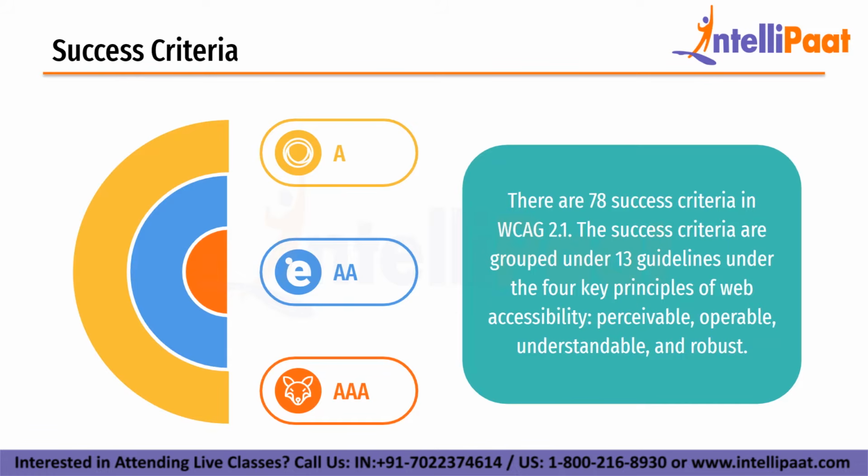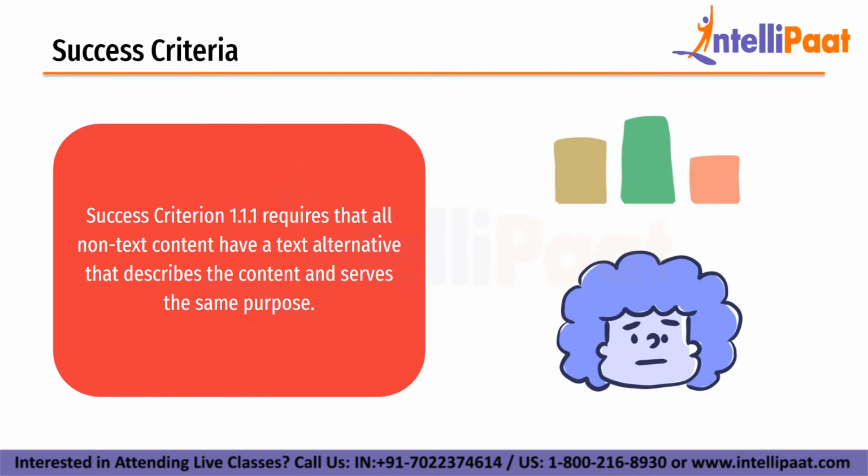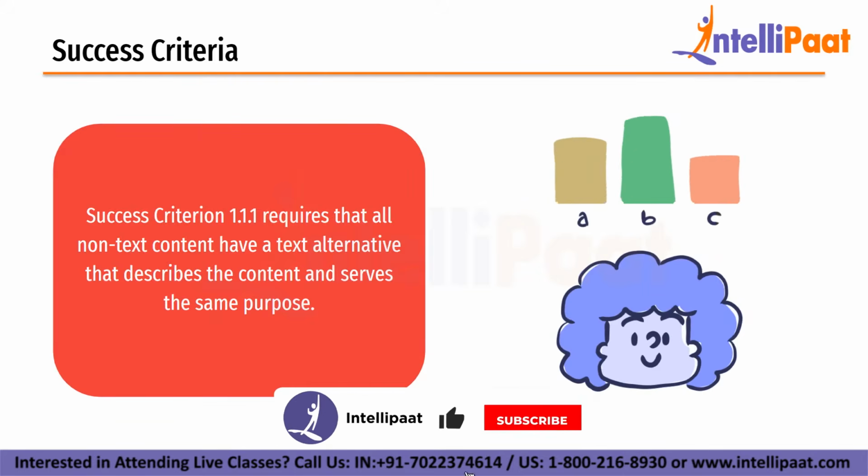The success criteria are grouped under 13 guidelines which are organized under the 4 key principles of web accessibility: perceivable, operable, understandable, and robust. Each success criterion has a specific requirement that must be met to achieve compliance. For example, success criterion 1.1.1 requires that all non-text content such as images, videos, and audio have a text alternative that describes the content and serves the same purpose. To meet this criterion, the text alternative should be provided in the alt attribute of an image tag or in a separate text description for videos and audio.